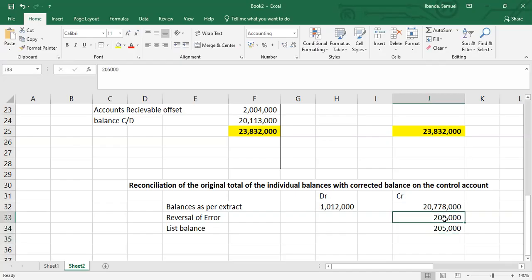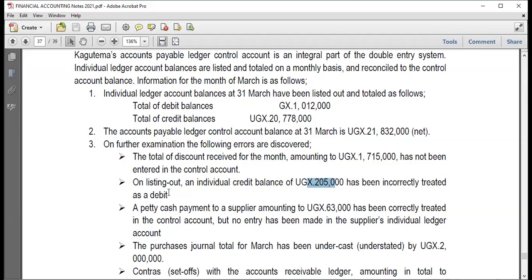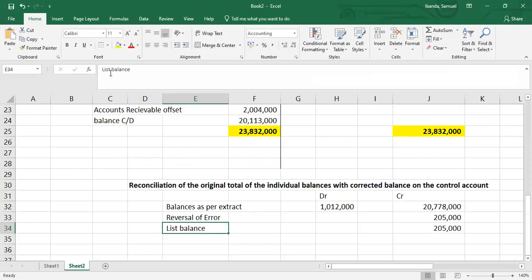This 205 is to reverse out what they had put on the debit. Like they have indicated right here, the 205 had been incorrectly treated as a debit. So the first 205 that is credited is to reverse out the 205, just like the way we do with ledger accounts. And then the other credit is to now include it within the credit side, okay? Or listing it. So that is what we basically have there, okay?